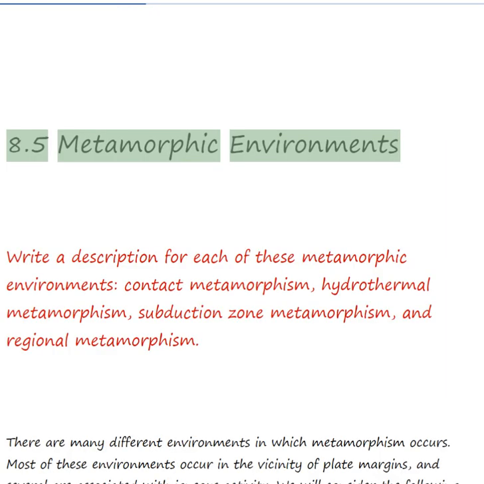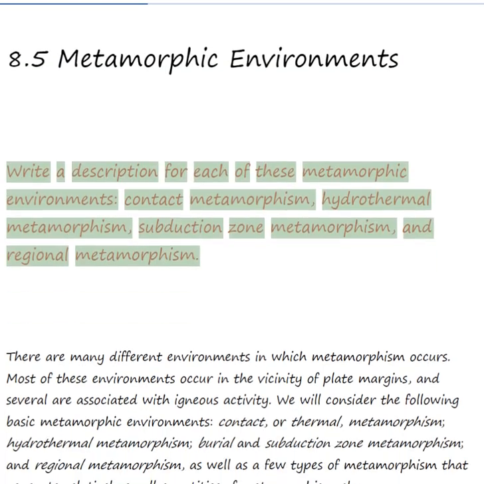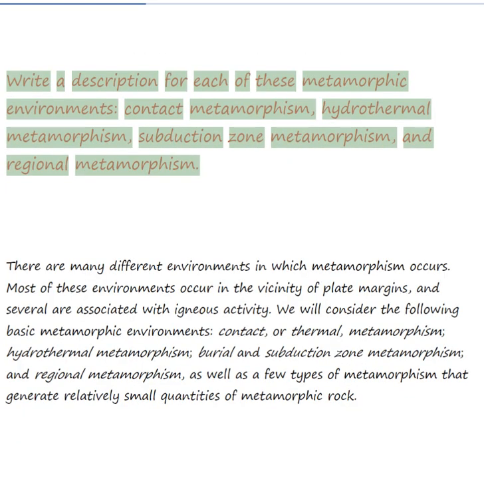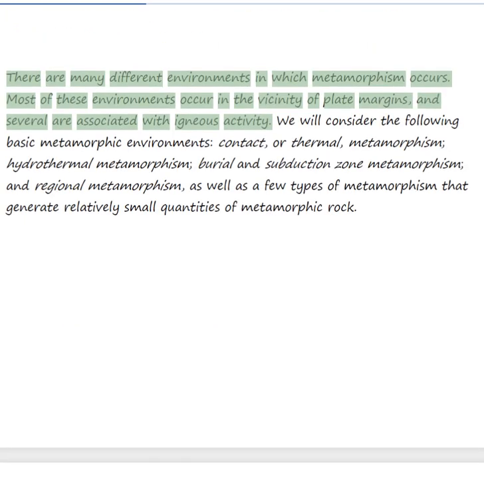8.5 Metamorphic environments. Write a description for each of these metamorphic environments: contact metamorphism, hydrothermal metamorphism, subduction zone metamorphism, and regional metamorphism. There are many different environments in which metamorphism occurs. Most of these environments occur in the vicinity of plate margins, and several are associated with igneous activity.